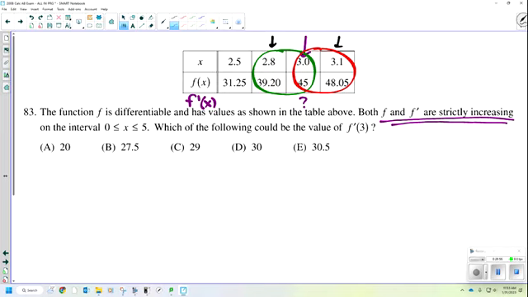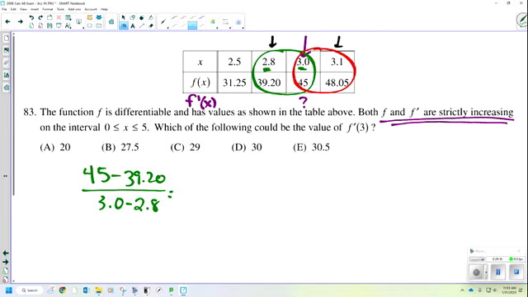Because it says it's always increasing, I need to compare two slopes. They should always be positive. Not only should they be positive, they should be rising. So if I take the slope of this green one from 2.8 to 3.0, my change in y is 45 minus 39.2 over 3.0 minus 2.8. That's 5.8 divided by 0.2.